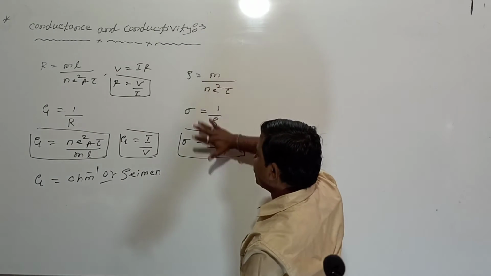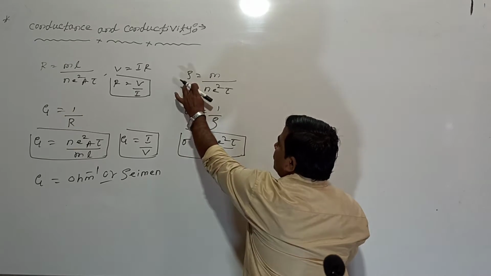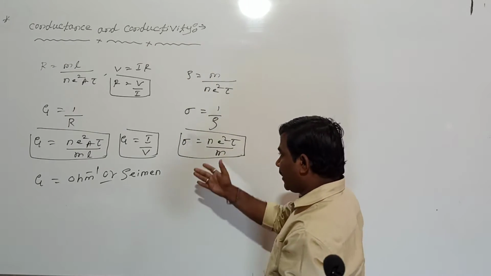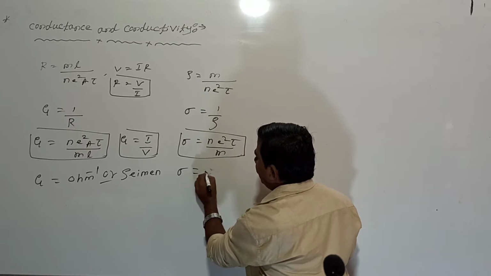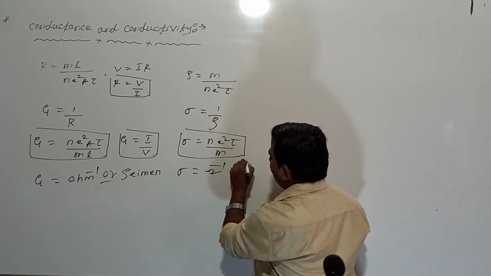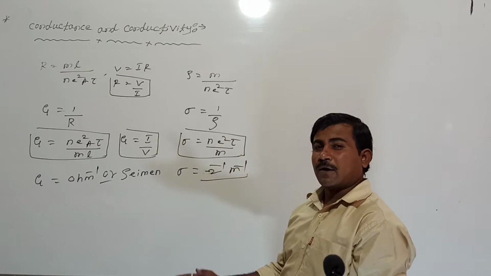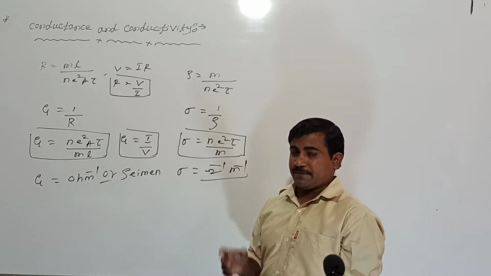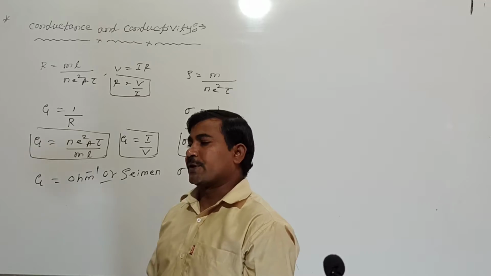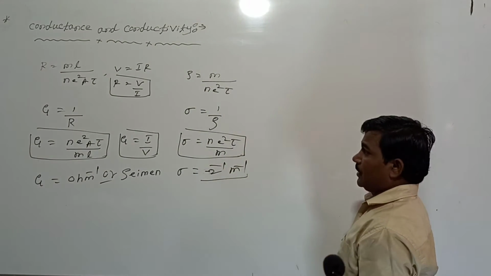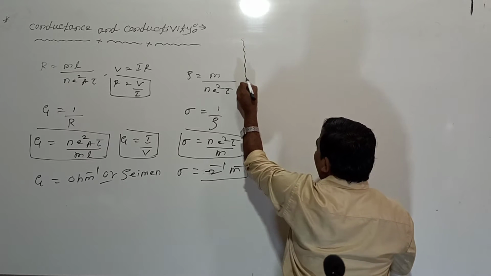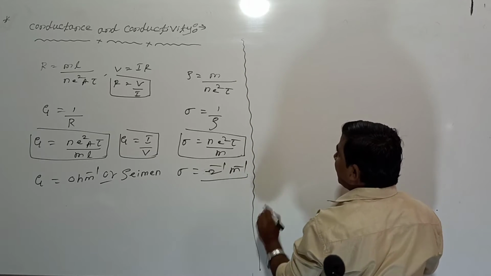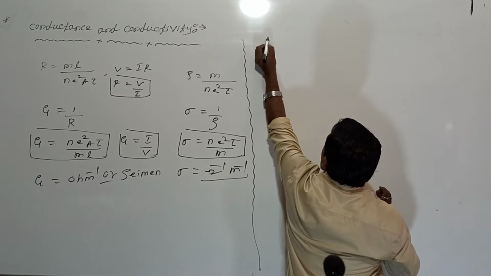See here, for resistivity, what is the unit? For resistivity, ohm meter is the unit. Then for conductivity, what is the value? Per ohm per meter, or it can be measured in terms of Siemens per meter. After this, students, we have to see one more physical quantity. That physical quantity is nothing but current density.